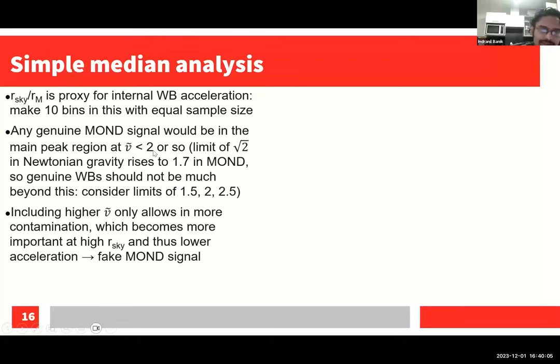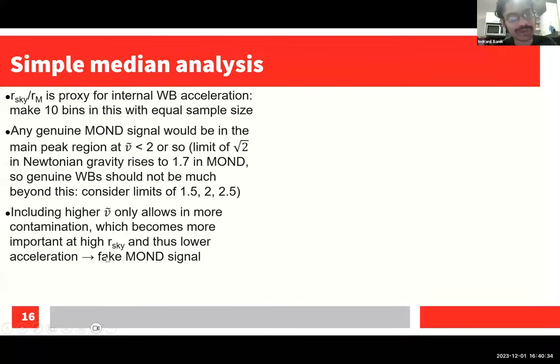The reason is that you shouldn't really have wide binaries beyond about square root of 2 in Newtonian gravity, which would be 1.7 in MOND because of the extra gravity. But beyond that, you just pick up contamination of various sorts. So we've argued that it could be due to close binaries, but it could also be due to line of sight contamination, which definitely is more important at large separations and therefore at lower accelerations, right?